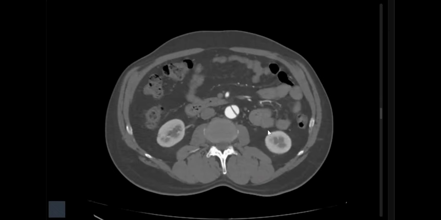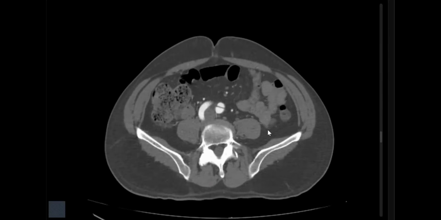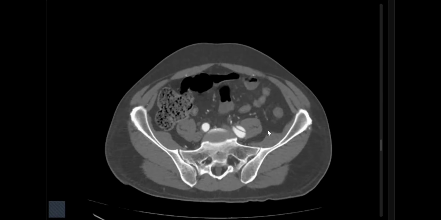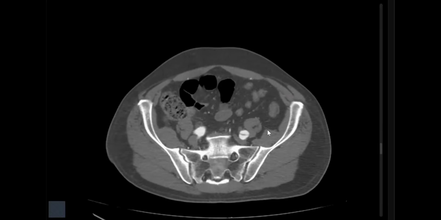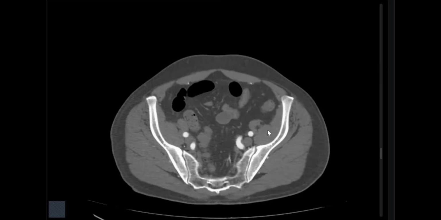going through all the vessels and the branches of the aorta. The flap is extending into the left common iliac, and just at the termination of the common iliac, it stops. Good.